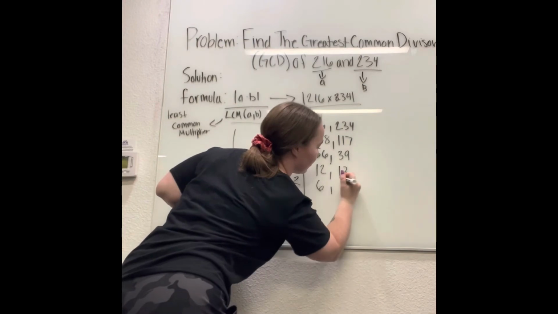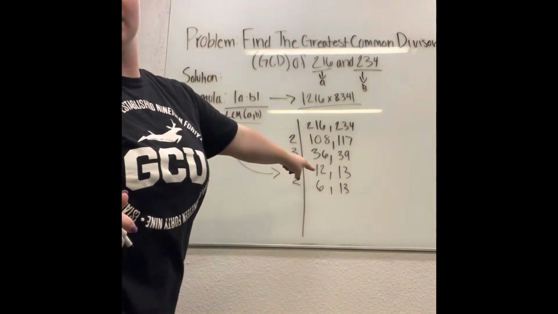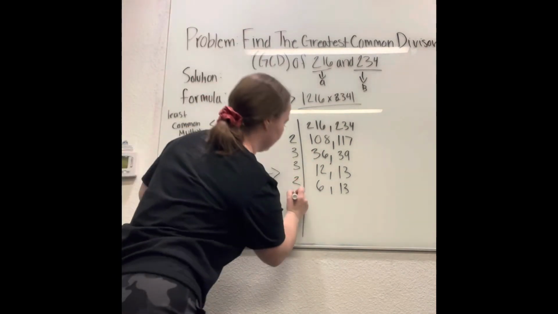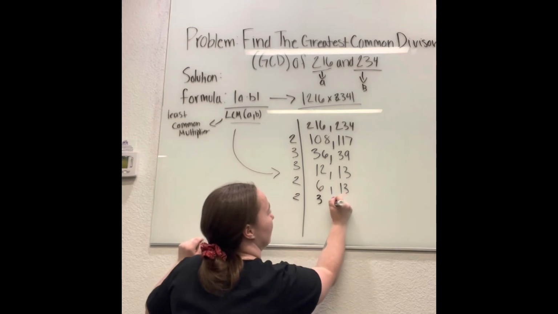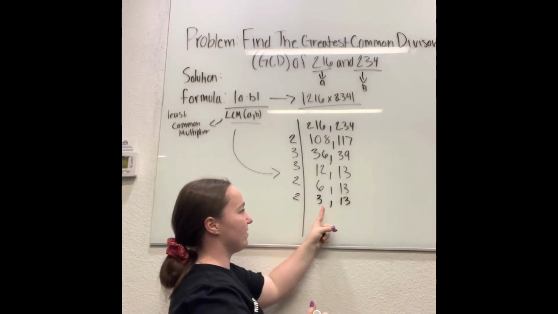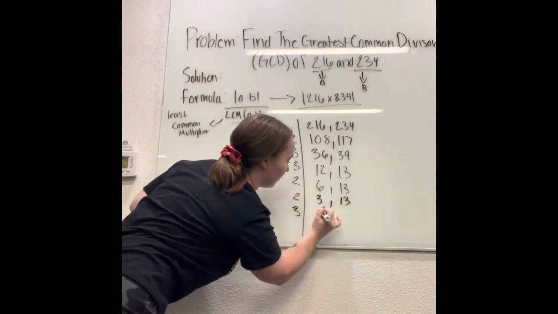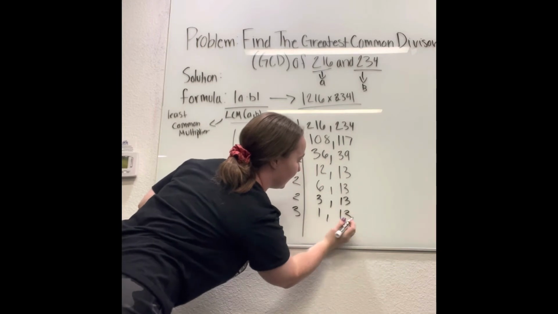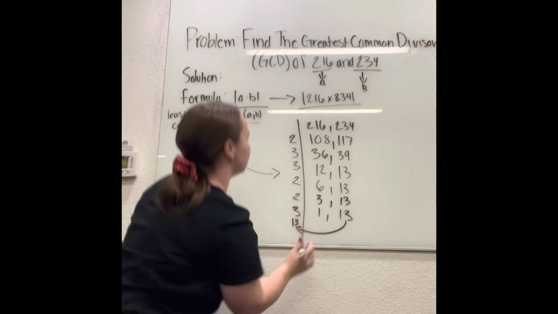And then we just keep bringing the 13 down. And then what can go into 6? Another 2. And 6 divided by 2 is 3. And then you bring the 13 down again. And then what divided by 3 is 3, which we could use a 3, and which would equal 1 and 13. And now we'll bring this 13 over here at the end of it.